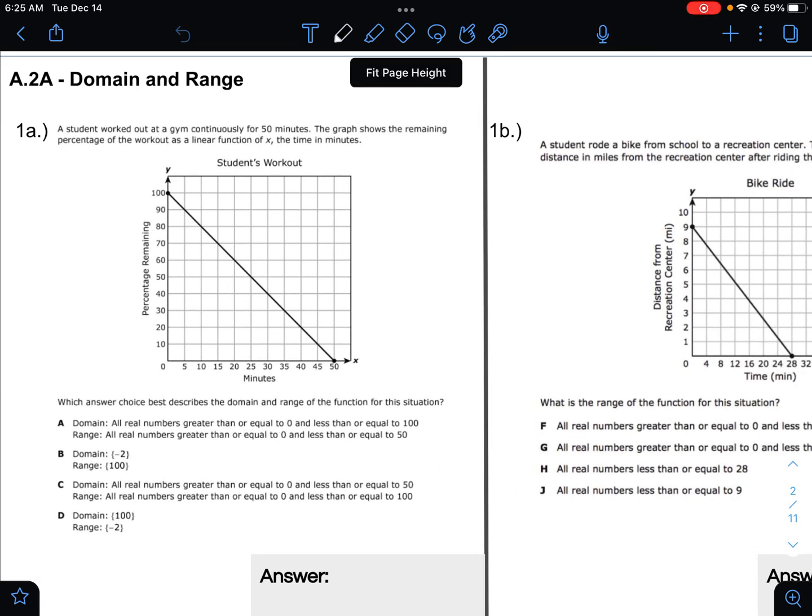So looking at question 1A, a student worked at a gym continuously for 50 minutes. The graph shows the remaining percentage of a workout as a linear function of x, the time in minutes. Which answer choice best describes the domain and range of the function?